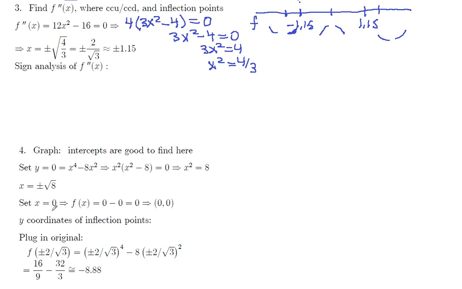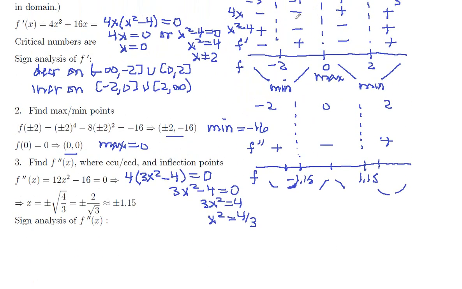If we set x equals 0, we get y equals 0. So 0, 0 is a point on the graph. And in fact, that was our maximum point there. And then if we take our plus or minus 1.15 and plug it in, so that's plus or minus 2 over root 3, I plug that in the original function, x to the 4th power minus 8 times x squared, we get negative 8.88. So if we put things together, let me go ahead and grab our number lines and bring copies of them down here, so we've got them on the same screen.